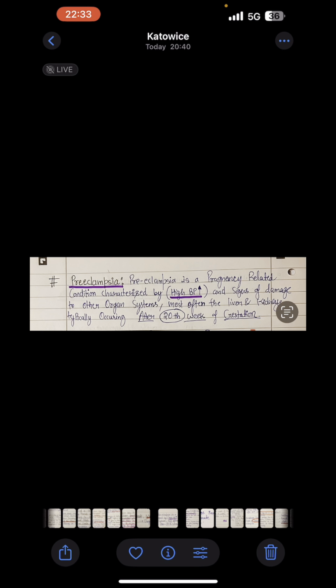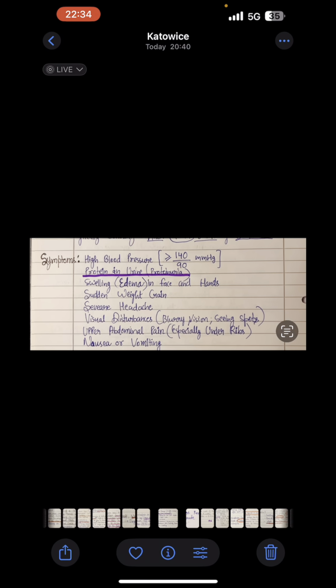So let's go next. Next is preeclampsia. Preeclampsia is a pregnancy-related condition which is characterized by high BP and signs of damage to another organ system, most often the liver or kidney, typically occurring after the 20th week of gestation. So let's see the symptoms of it.